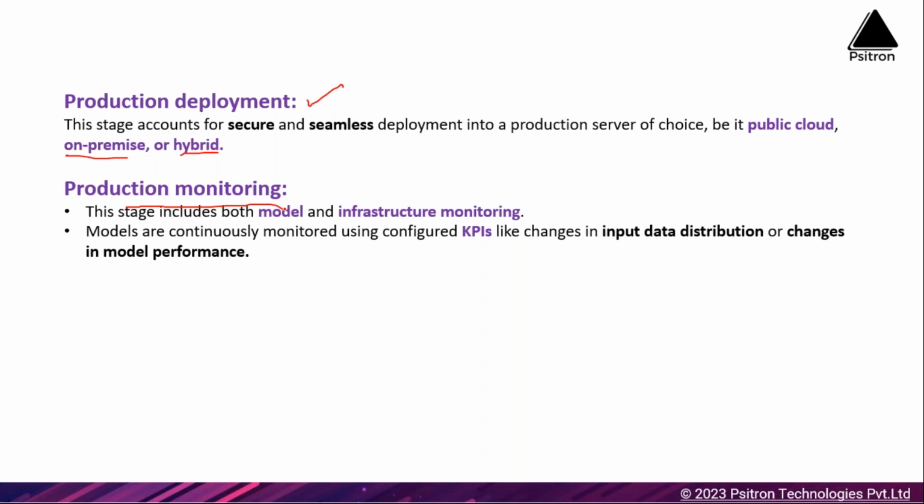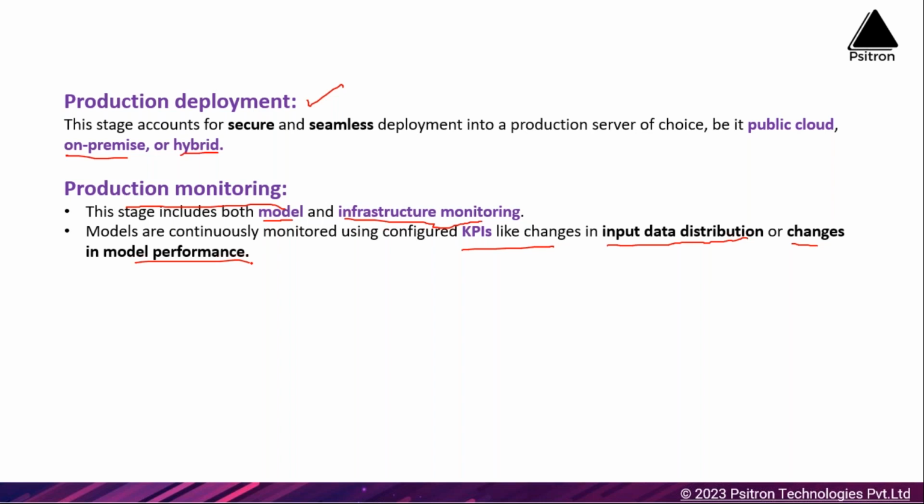Once your model is deployed, the job is not over. The actual job gets started right now. Now we need to keep monitoring our ML model and the complete infrastructure that we have built. What do you mean by infrastructure? The infrastructure that we have built for data preparation, model training, model evaluation, and model deployment, and the pipelines that we're running. We need to monitor continuously with the configured KPIs in order to check if there are any changes in input data distribution or changes in your model performance.